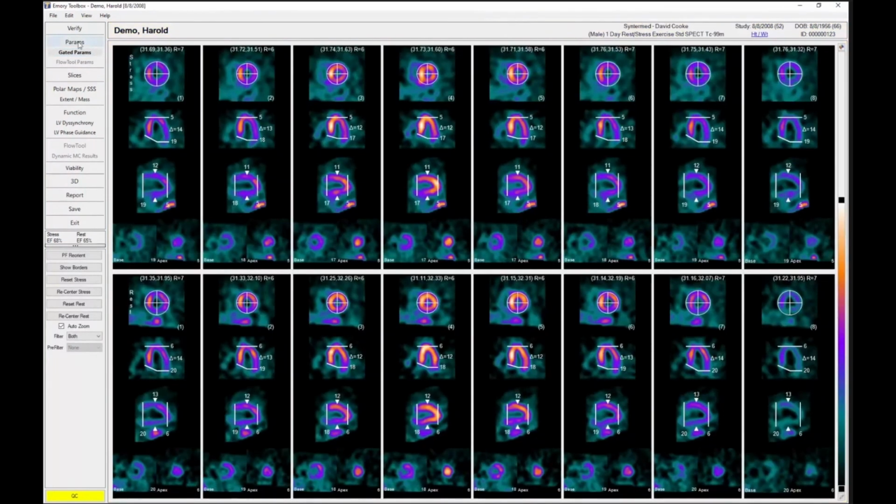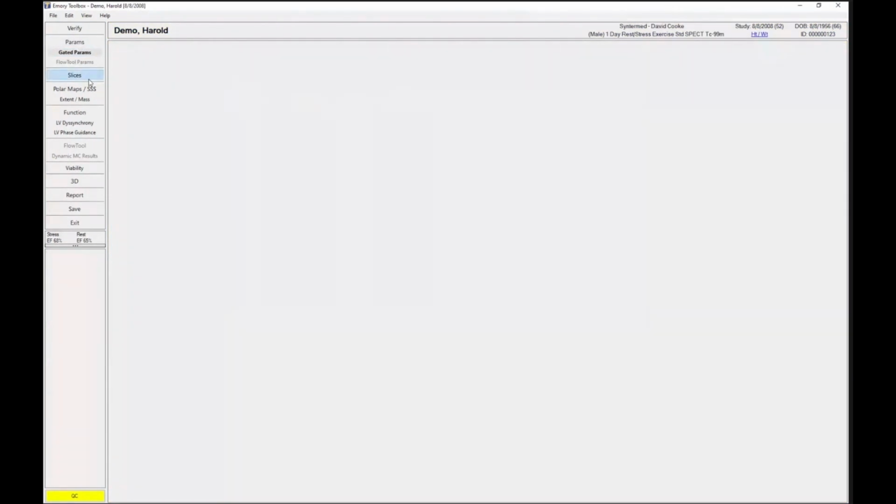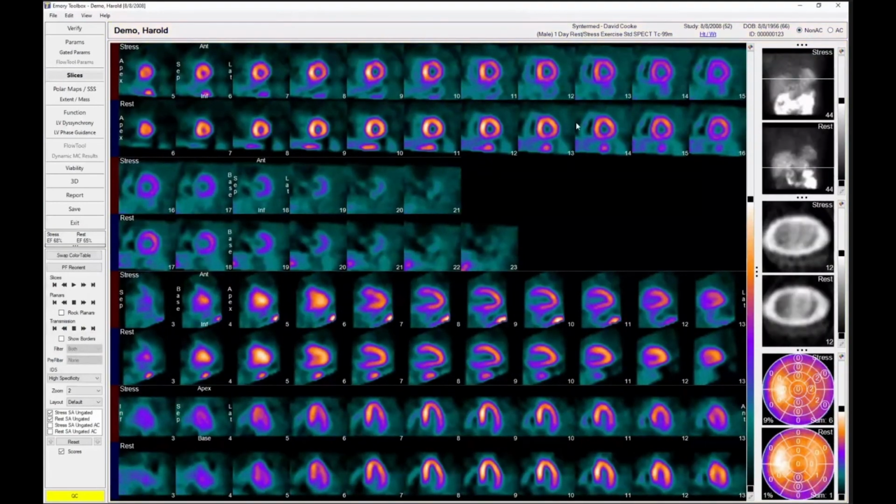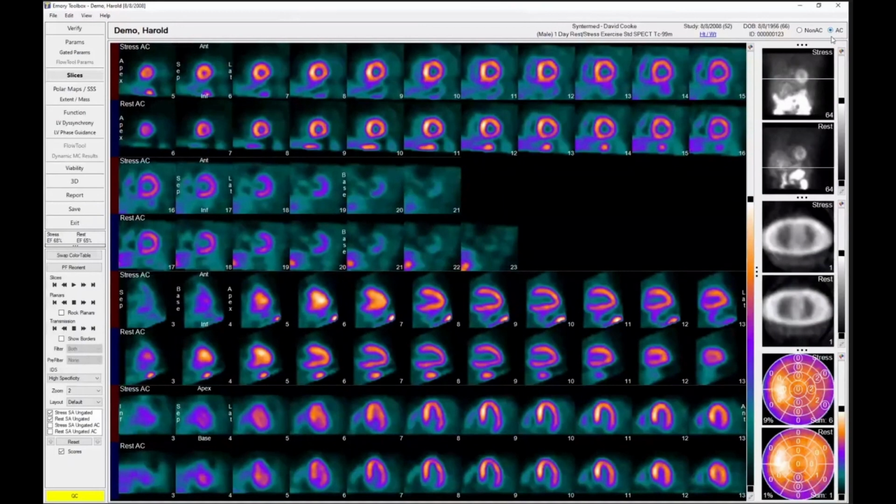properly. But again, the auto processing has done all that for us, so we just want to make sure it's been done. Here's the slices screen. Again, with AC or non-AC, we're looking at short axis slices, vertical longs, and horizontal longs. There are two ways to view this screen. So you can look at the non-AC and then flip to the AC.